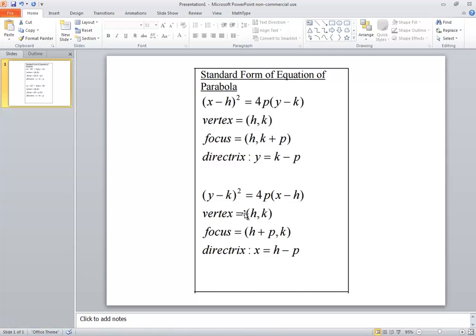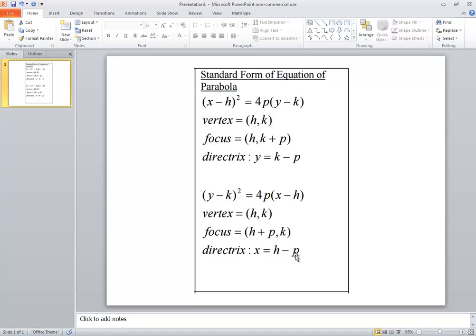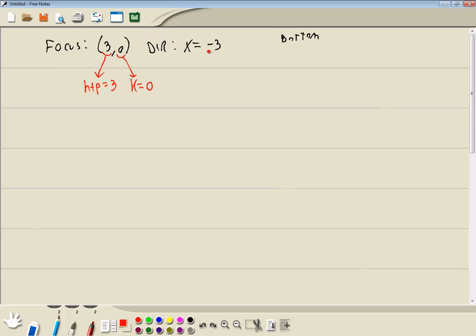Okay, let's take a look at the focus. Focus, they tell us, is (h plus p, k). So this right here is going to be h plus p, and this right here is k. We're working with the bottom formula. Our directrix is x equals h minus p, so they're telling us this right here is h minus p.